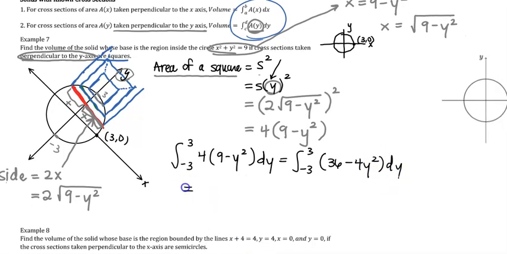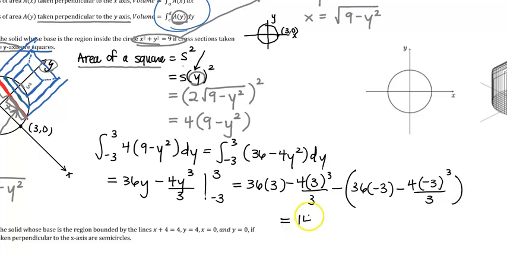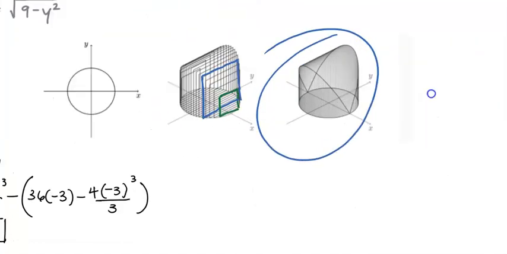The integral of 36 is 36y, and the integral of 4y squared is 4y cubed over 3. And we will evaluate this from -3 to 3. Final answer of 144 for the volume of this solid.